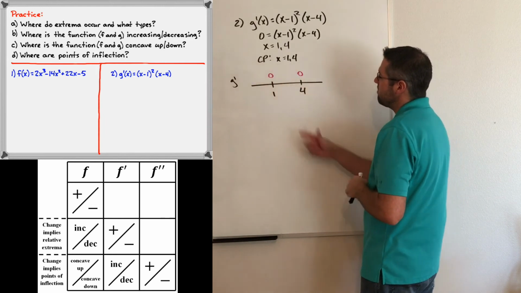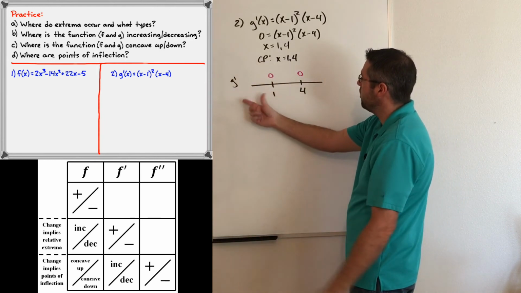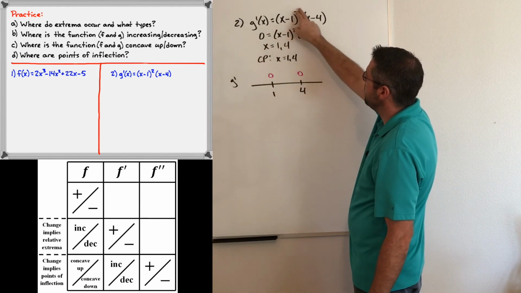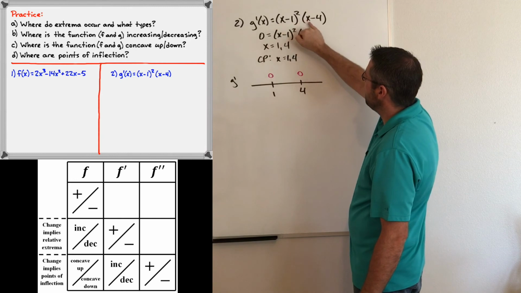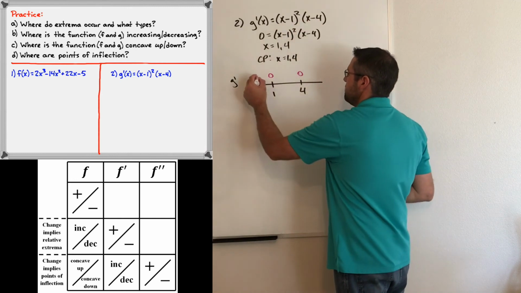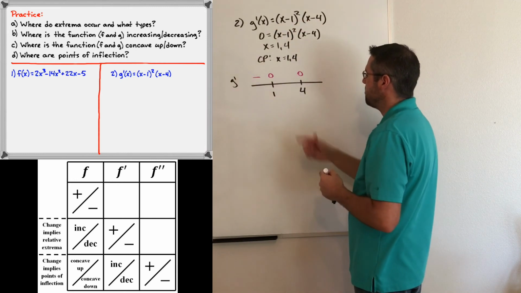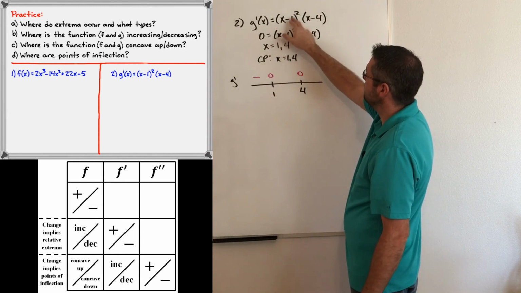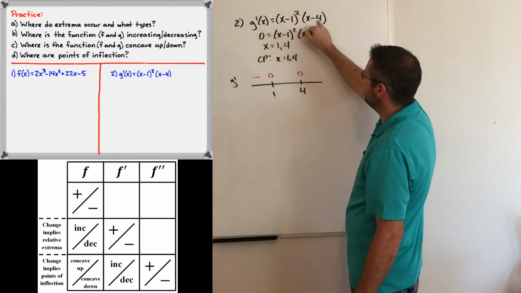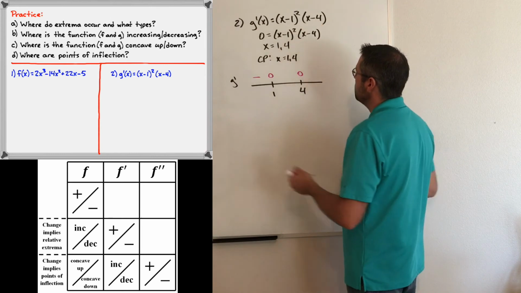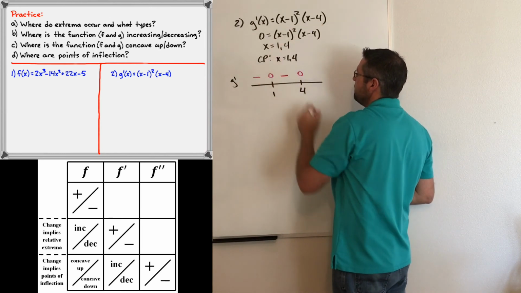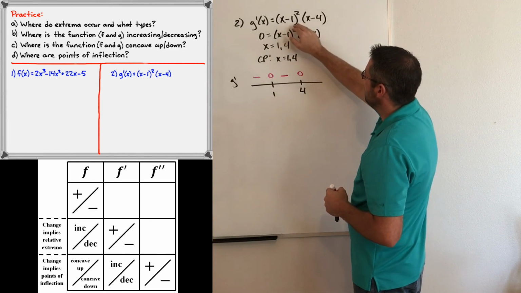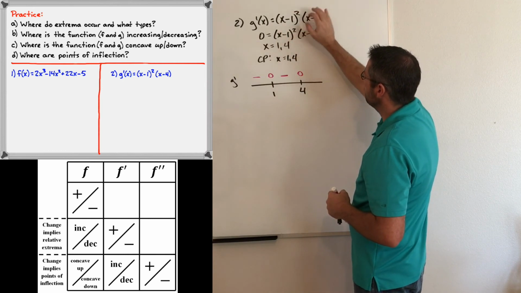And then we're going to plug values in to the left and right of each of those points. If I plug in x equals -1, for example, -1 minus 1 is -2 squared. That's a positive. And then -1 minus 4 is a negative. So this is going to be a negative here. If I plug in a value between 1 and 4, let's say 2: 2 minus 1 is positive, squared is positive. 2 minus 4 is negative. So again, a positive times a negative is a negative. And then if I plug in a 5, 5 minus 1 is 4, squared is positive. 5 minus 4 is 1, so that's positive.